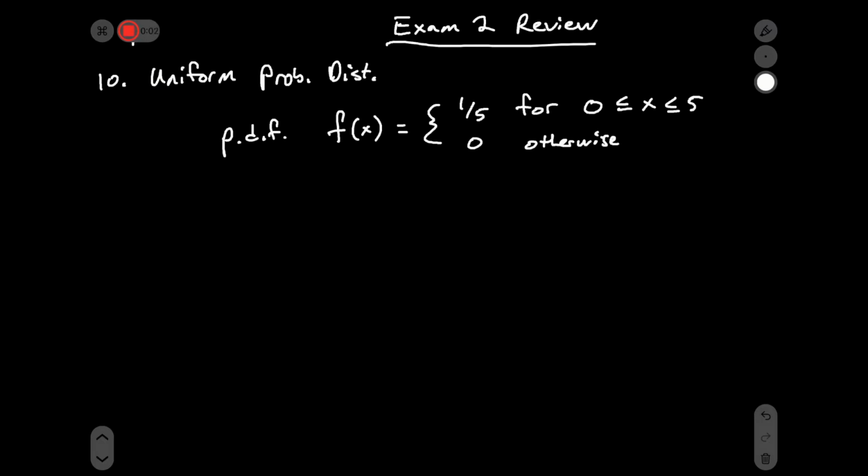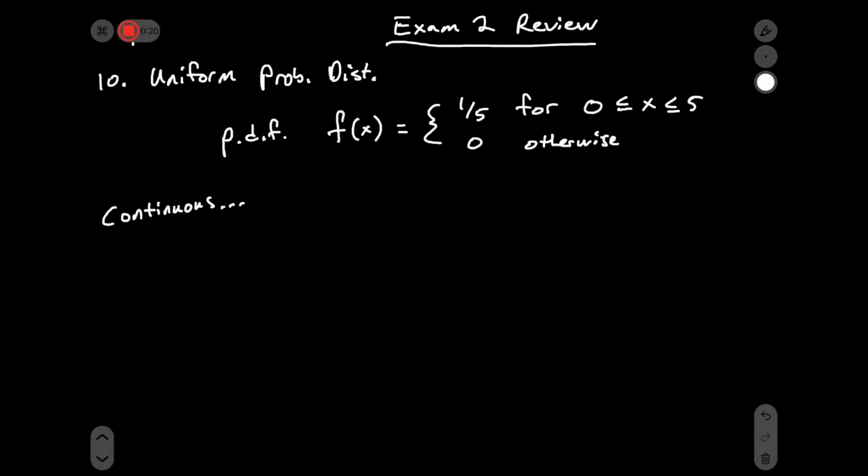All right, in this last and final problem for the Exam 2 review, we will be dealing with a uniform probability distribution, which you may recall was the first continuous probability distribution that we learned in this class.